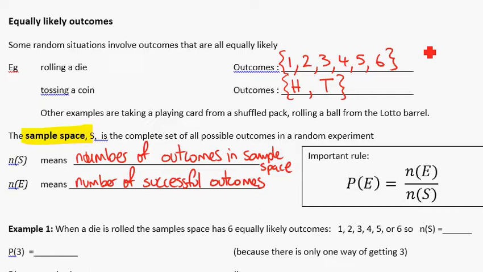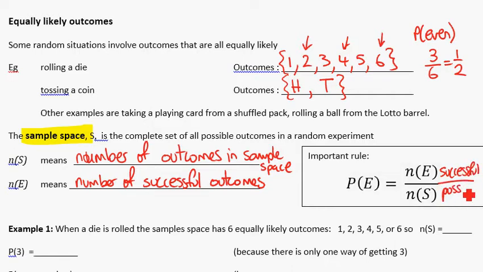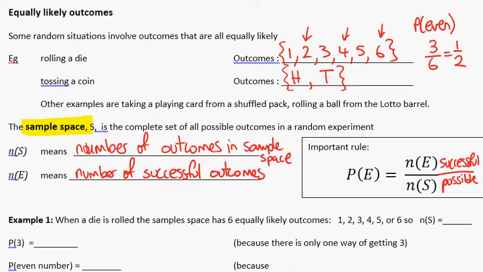So for example, if we were talking about the probability of getting an even number when we roll a dice, there are 6 possible outcomes, and there would be 3 successful ones. That would be a 2, a 4 or a 6. 3 successful ones out of 6, and that's why the probability of an even number is a half when you roll a dice. So here's the formula that defines the probability. It's the number of successful outcomes over the number of possible outcomes, which is something you've grown up with using.